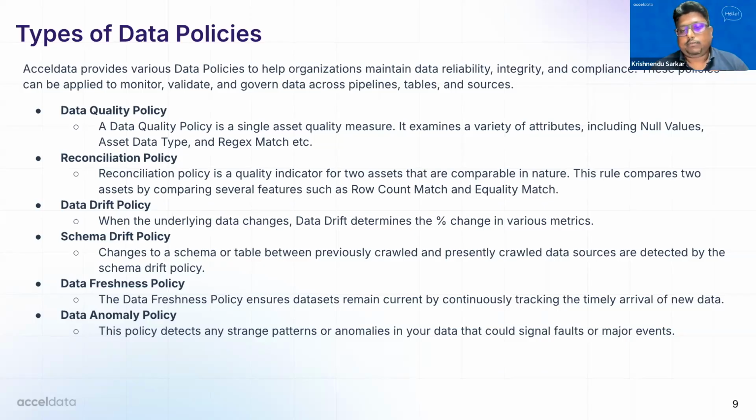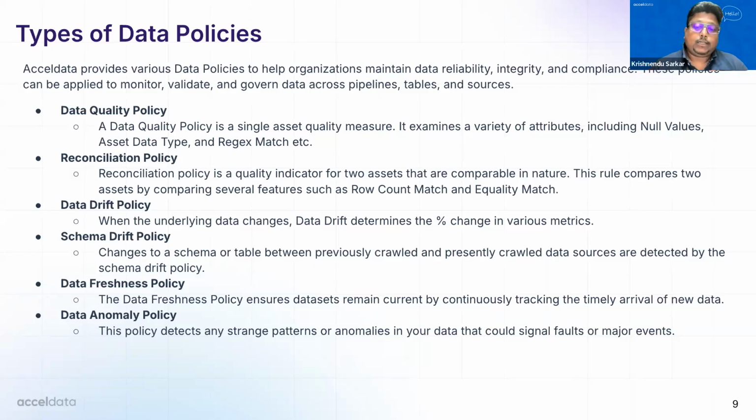It will check if their structure values align using the profile and equality matches, right? Third is the data drift policy, which tracks the changes in data over time if key metrics shift significantly, right? This policy highlights potential issues or trends.